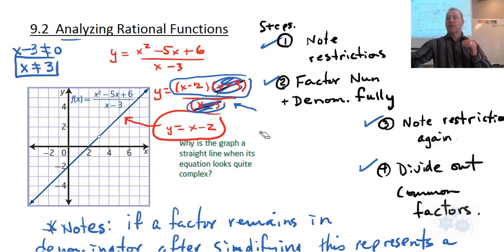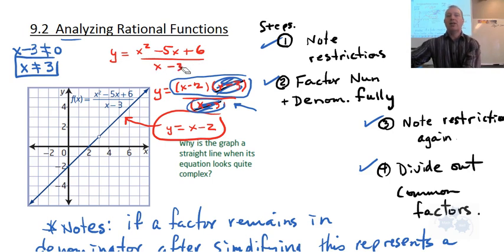So those steps are very, very important. Boys, are you writing down these steps here? Make sure you're following along, okay? You'll have to save that for later, okay? What is step 3 again? Step 3 is note restrictions again. So what does it mean? That just means, okay, I'll say it again.